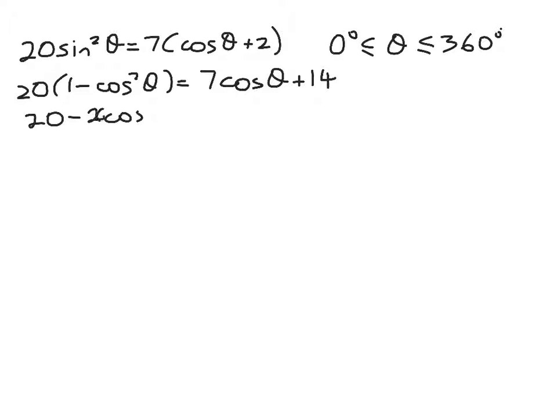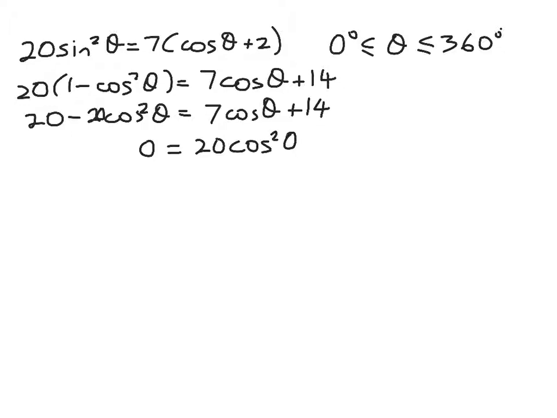let's pop in one extra line. 20 minus 20 cos squared theta is 7 cos theta plus 14. So gathering everything up, what do I get? Well, I get 0 equals 20 cos squared theta plus 7 cos theta minus 6.